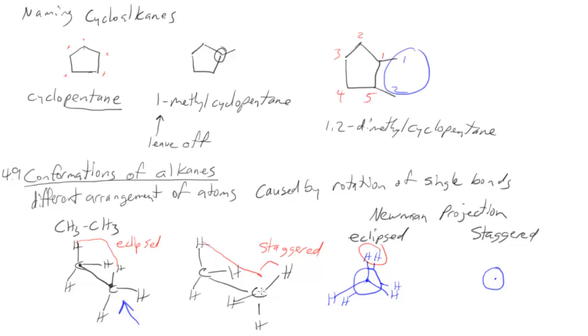Alright, so if I start at the front carbon, I've got a hydrogen coming straight down. I've got one coming up to the left, and I've got one going up to the right. Those are out of the front carbon. Then I move to the back carbon, which is the bigger circle. I've got one going straight up. I've got one coming down to the right and one going down to the left. So these are Newman projections, eclipsed and staggered.